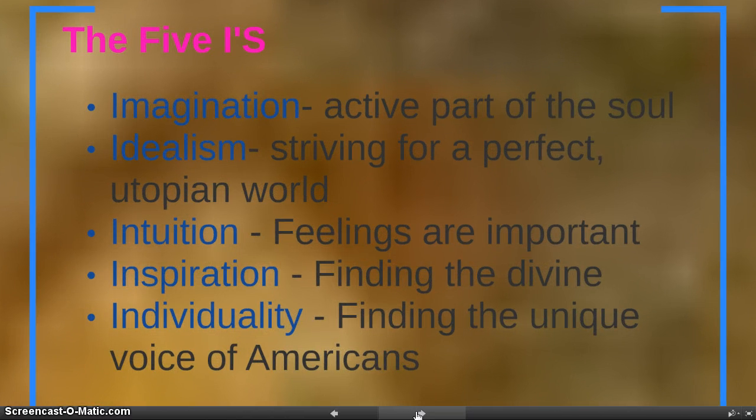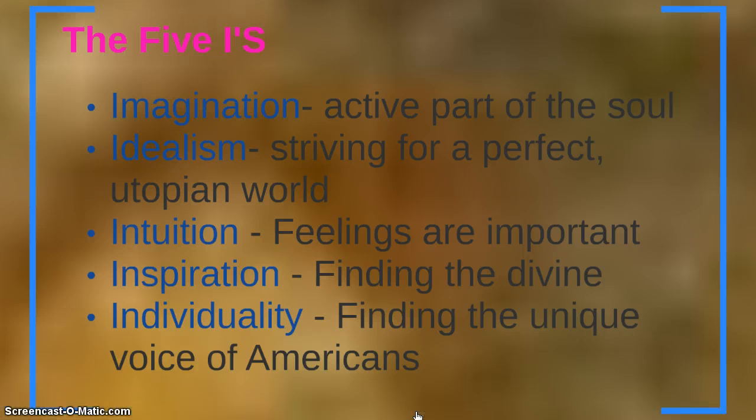Often the characteristics are summarized into the 5 I's of Romanticism, and this is important, right? So the imagination, what is the active part of our soul? Let's write stories and poetry that really focus on the imagination and stir our imagination to work in ways that it hasn't before. Idealism is huge. Romantic stories and poems, for the most part, all have a sense of utopia. How can we create a better, more perfect world through our actions, through our stories?